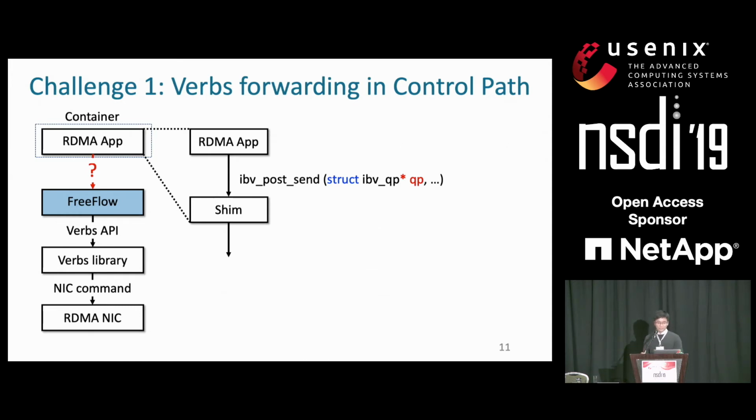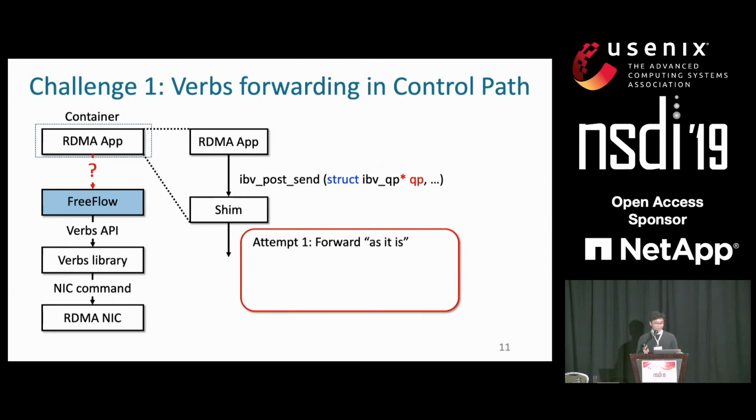Then the next question is what the shim layer should forward to the FreeFlow layer. Our first attempt was to forward the function call and arguments as they are. But it turns out it failed. Why? Because as you can see here, the verbs call takes some pointer argument, which points to another data structure. So without careful serialization, this attempt can be incorrect.